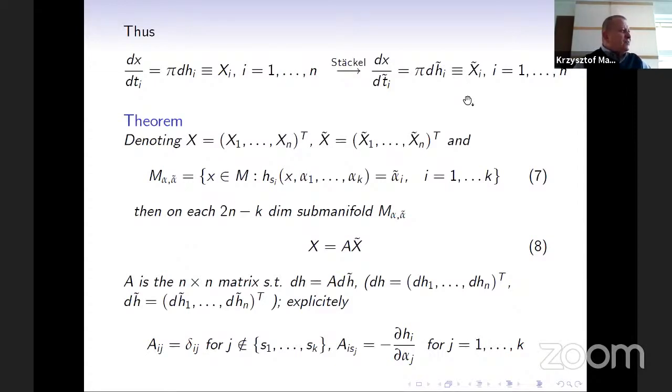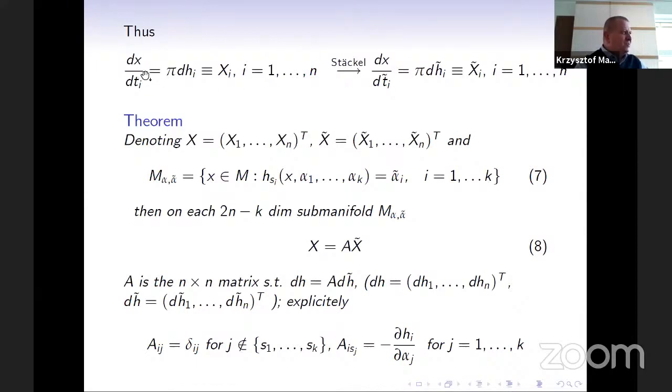There comes some technical information. There is a theorem relating the vector fields on the right-hand side, the vector fields defining the old and the new systems. There is a linear transformation between them, given with the help of this matrix A, which is basically the identity matrix, except at some places where it is this expression. So we can easily relate the vector fields xi and xi tilde. Note again that the index i does not mean any coordinate. It's the number of a function and the number of a vector field. It's not a number of coordinates.